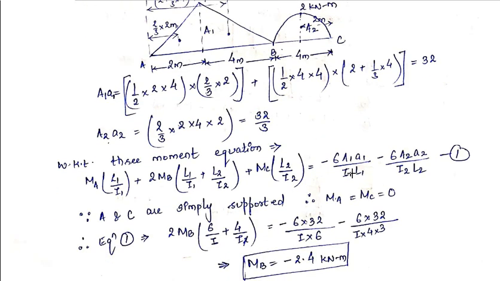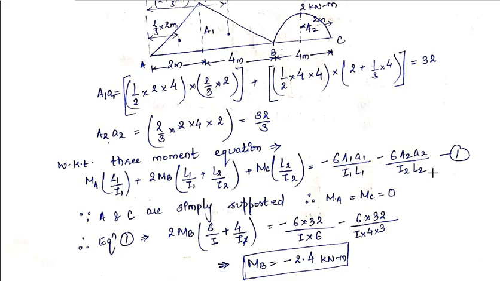Now we know that the three moment equation is MA L1 upon I1, plus 2 MB into L1 upon I1 plus L2 upon I2, plus MC L2 upon I2, equal to minus 6 A1 into small a1 divided by I1 L1, minus 6 capital A2 into small a2 divided by I2 into L2.